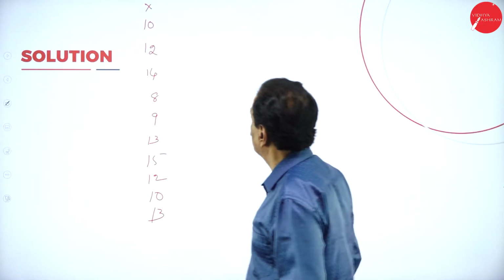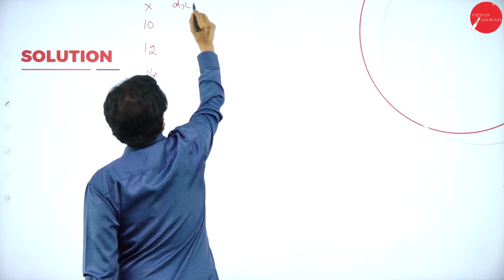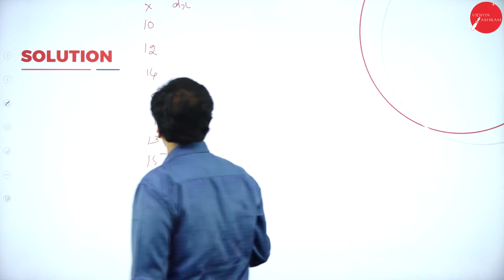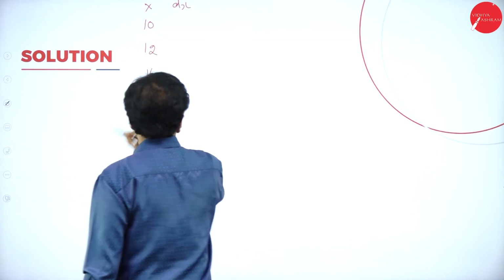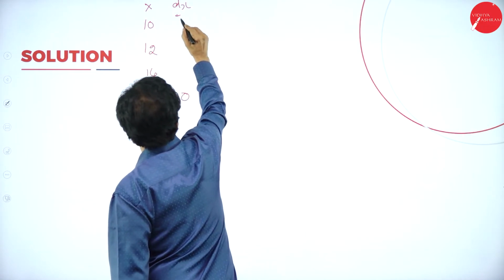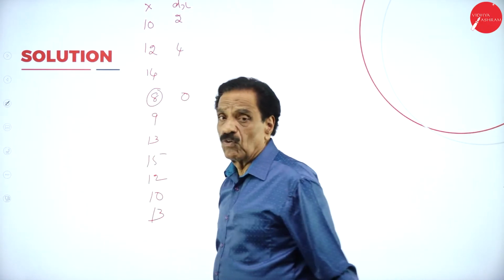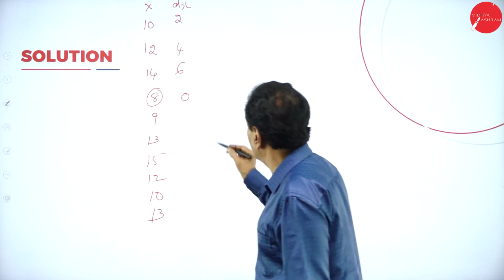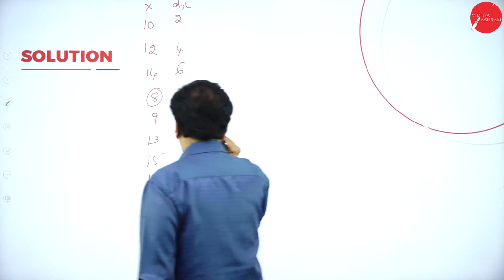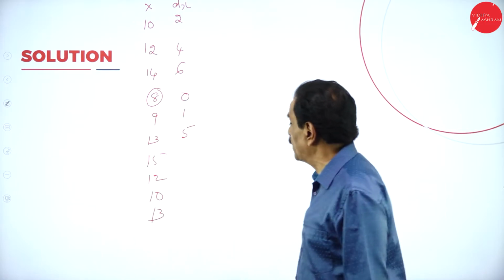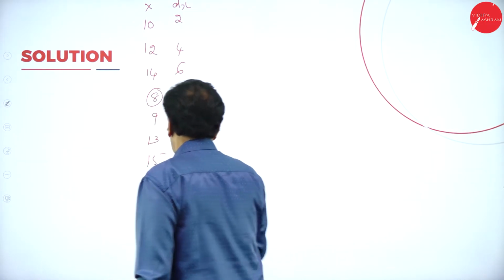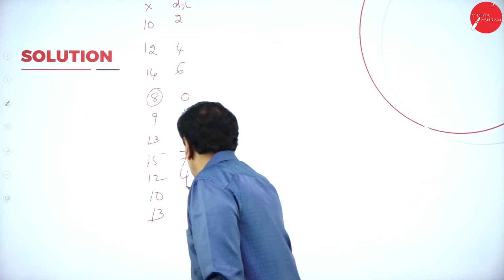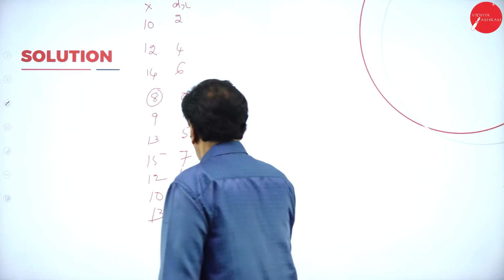Okay. First, dx: take the lowest number. You see that? The lowest number is 8, so 0. 10 means how much more? 2 more. 12 means 4 more. 14 means 6 more. 9 means 1 more. 13 means 5 more. 15 means 7 more. 12 means 4 more. 10 means 2 more. 13 means 5 more.